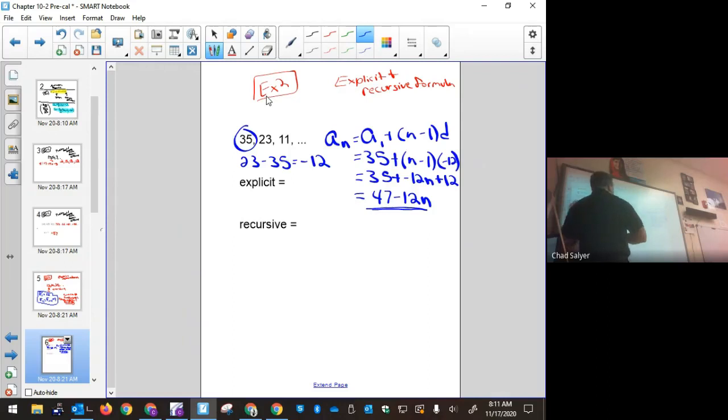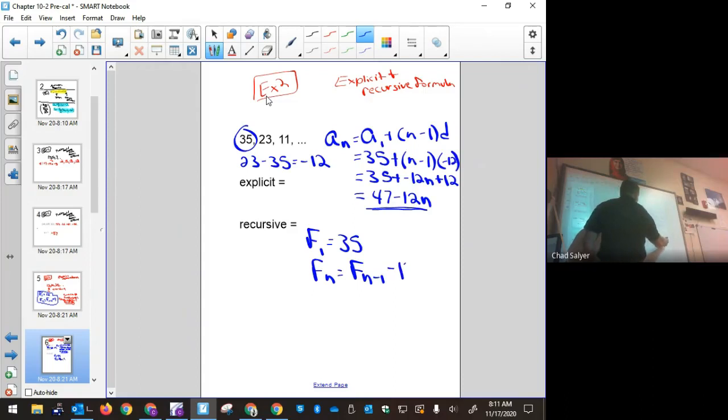Colby, tell me what the recursive formula is. F sub 1 equals 35, and then F sub n equals first term minus 4. Previous. Yeah. Which would be the first term if this were the second, but the second if it were the third, and so on. Good job. Other questions, thoughts, or comments?